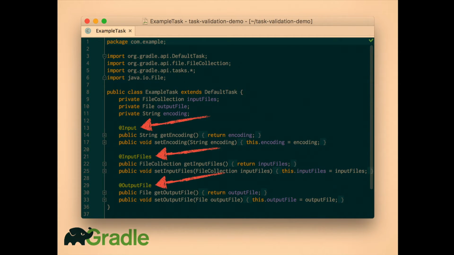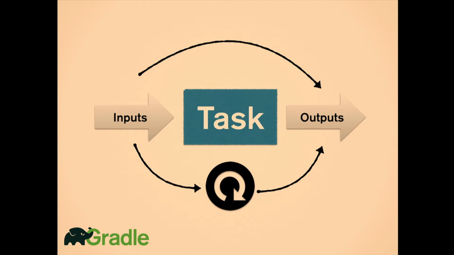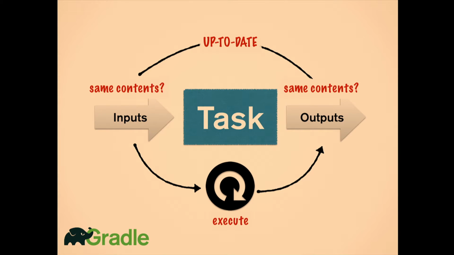So what can we do with this information? And this is the first caching strategy that we are currently using in Gradle. So given this information about what the inputs and the outputs of the task are, we can look at the task before we are executing it.